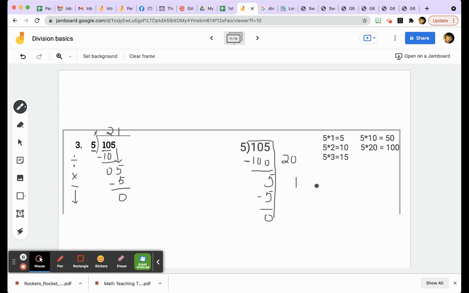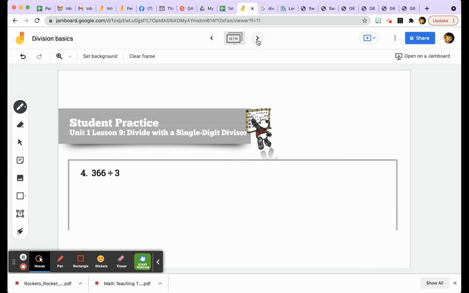Okay. So I'm going to add my partial quotients together. And again, I get 21 using either method. I get the same answer. So now I want you to try number 4. You can use either method. Pause the video here, and you are going to start the video back up when everyone has finished number 4.